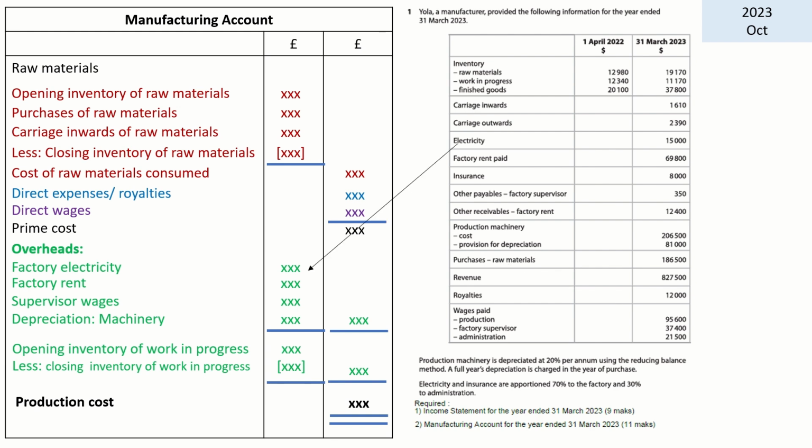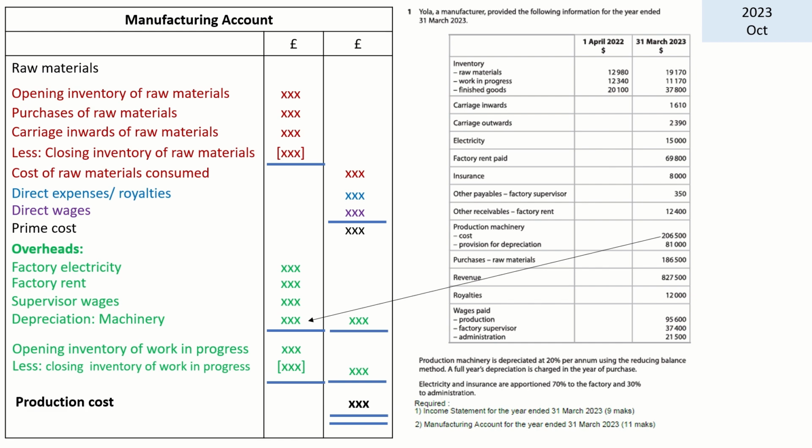Factory electricity 15,000, and you can see there is a working for that as well. 70% should be transferred to manufacturing account. Factory rent 69,800, no adjustments. Supervisor wages 350. Electricity, as you can see here, 70% should be transferred, 8,000 into 70%.